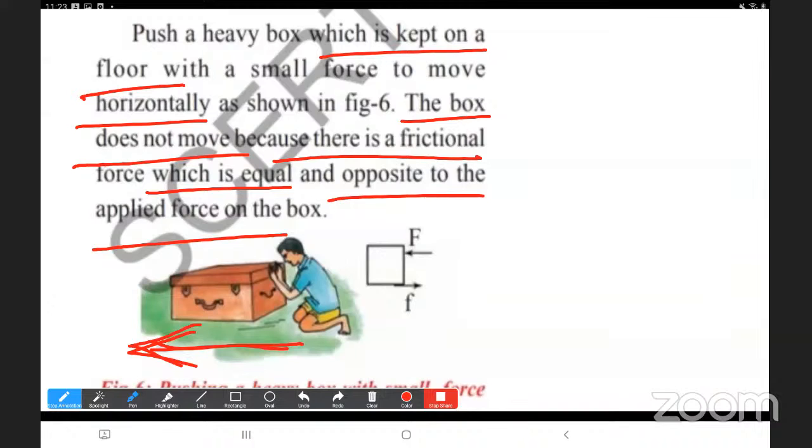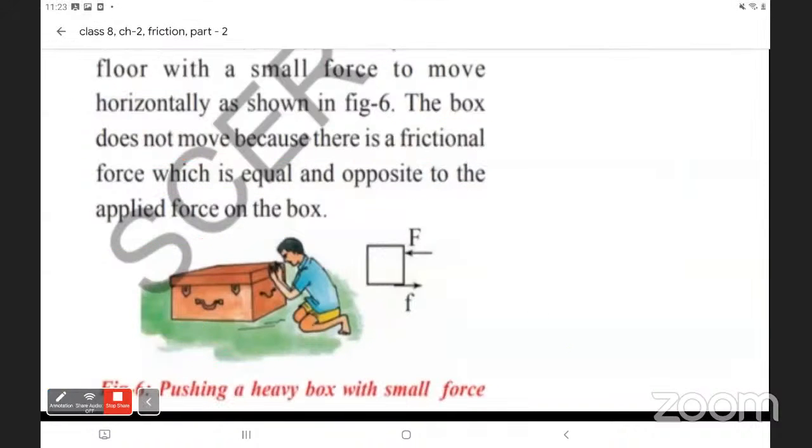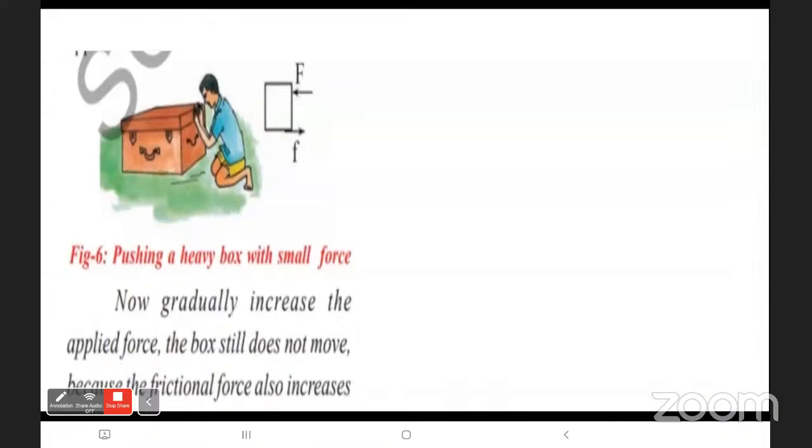Here the box does not move because there is a frictional force which is equal and opposite to the applied force on the object. The boy applies the force on the box in this direction, right? The frictional force acts on the box in the opposite direction. So that's why the box does not move here. Now gradually increase the applied force. He applies the force continuously.